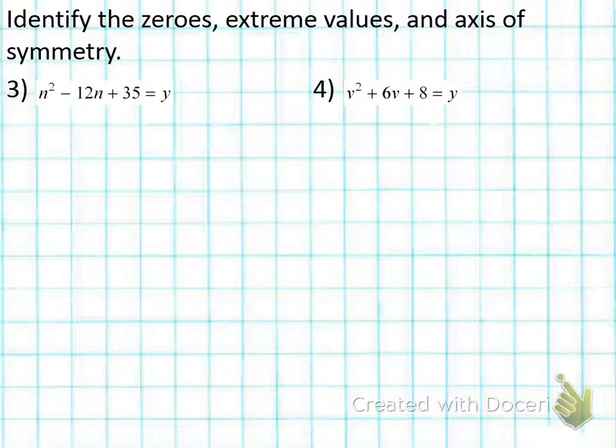Okay, so write this down, please. We got n squared minus 12n plus 35 equals y. Okay, to find the zeros, what do you have to use? X box or complete the square?